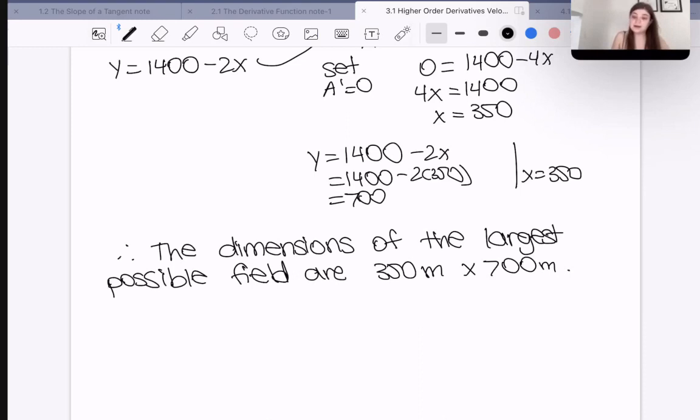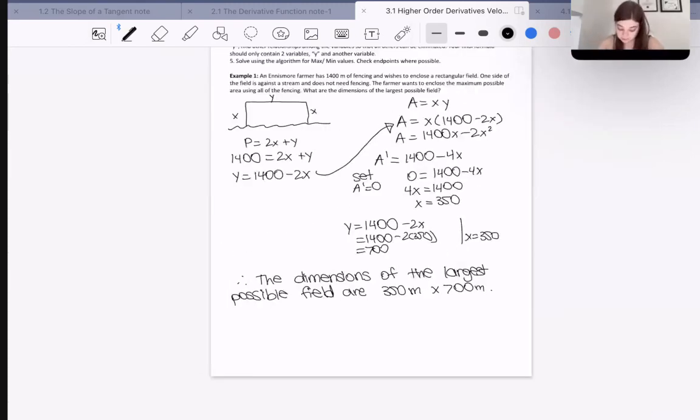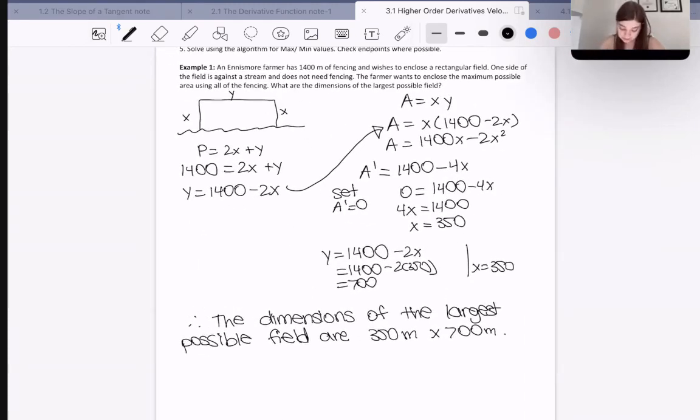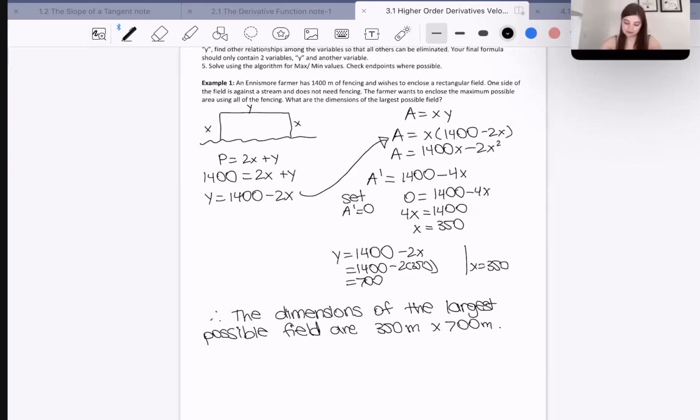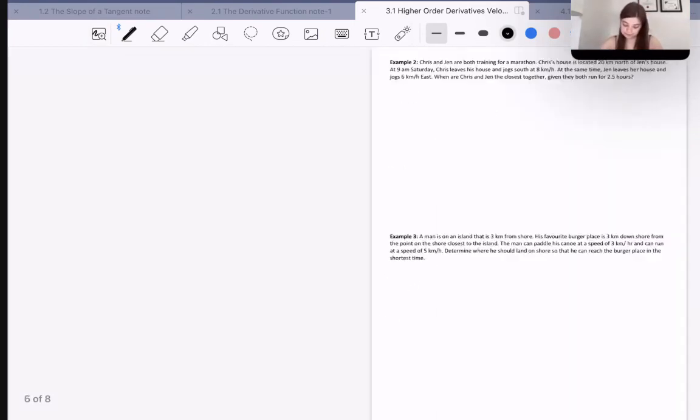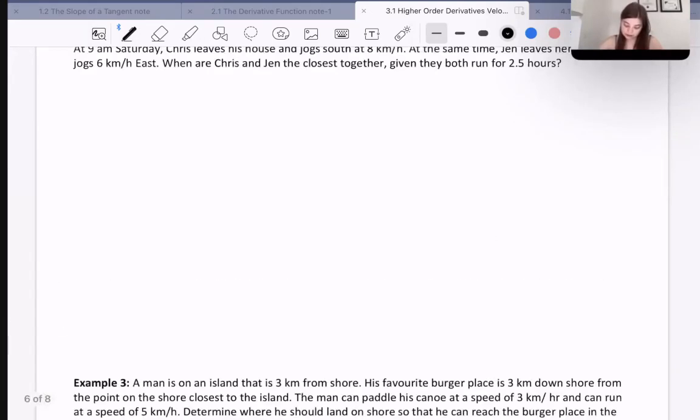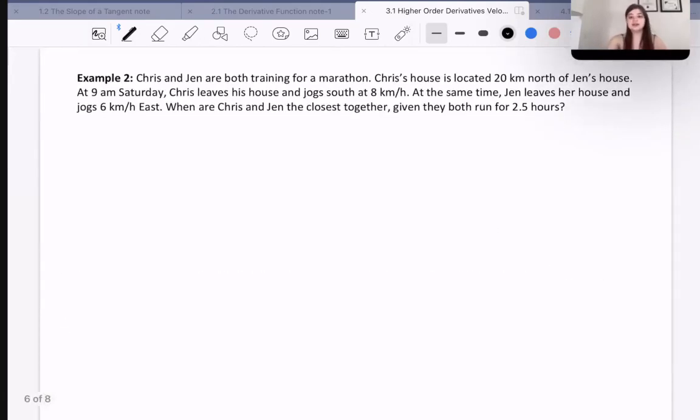And we can multiply those two together and get that the largest possible field is 245,000 meters squared if we wanted. And if that's what they asked for, if they asked for the maximum area, we would do that. In this case, they actually just asked us what are the dimensions of the largest possible field, so that's why we don't need to actually do that step. But there we have it. We've answered question 1. All right, let's move on to question 2 and question 3.